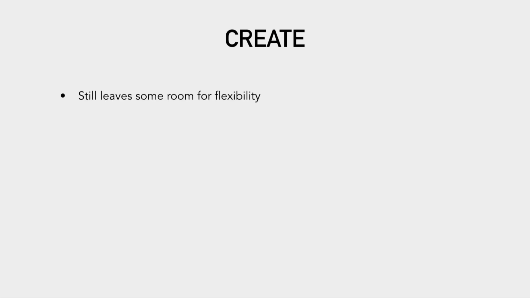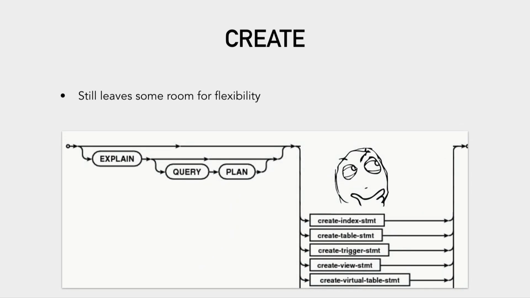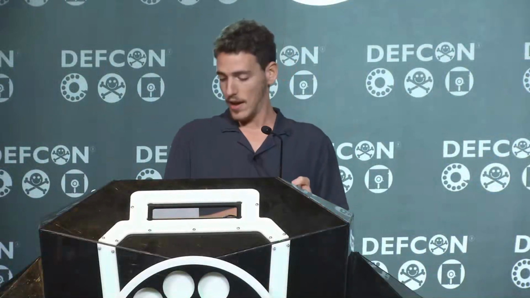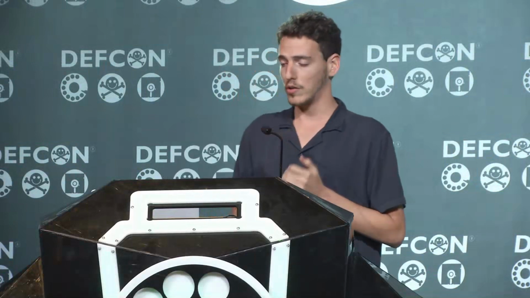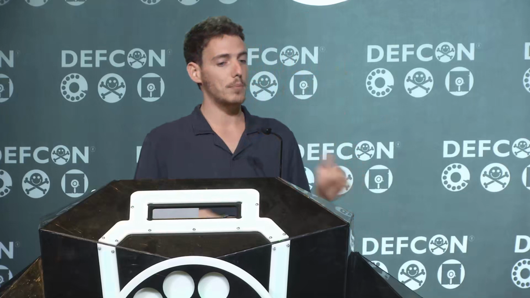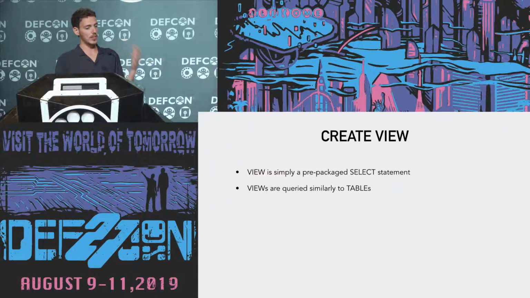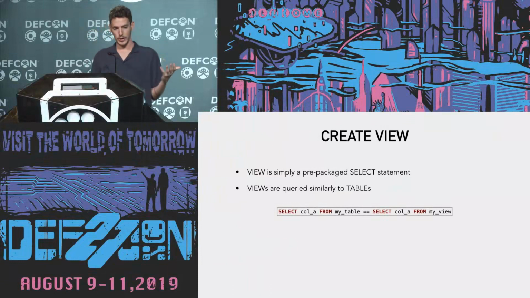However, it does leave some room for flexibility, because judging by the documentation, many things can be created in SQLite. You can create an index and a table and a trigger and a view, and something we still don't understand called virtual table. And then create a view gave us an interesting idea, because views are simply prepackaged select statements, right? And they are queried similarly to a table. So selecting a column from a table is semantically equivalent to selecting a column from a view, right?